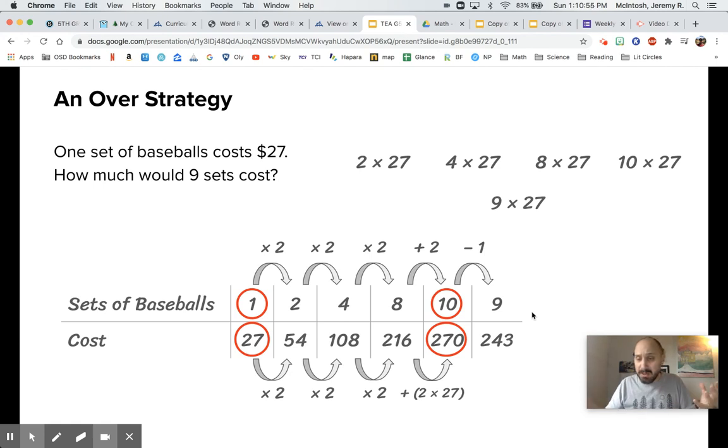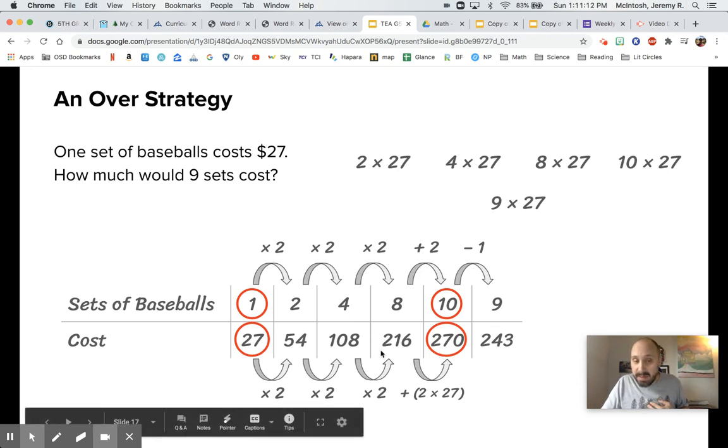Any strategy really works, and it's kind of open-ended for students how they want to figure these out. So Mr. Mack would have added the 8 plus the 1. This slideshow did the 10 minus the 1. So 10 minus 1 is 9. 8 plus 1 is 9. Whichever, they both work. So 270 minus 27 is 243.